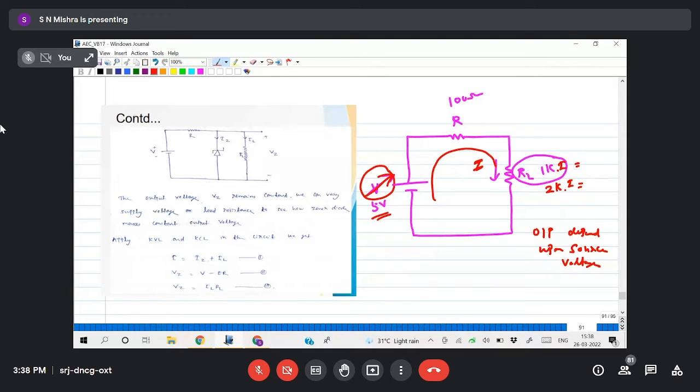That means you can state two conclusions here. The source voltage and load resistance are affecting my output voltage for any circuit. In the given circuit, the source voltage V and the load resistance are the two parameters which are affecting V naught. Is it clear to all? Yes, sir.